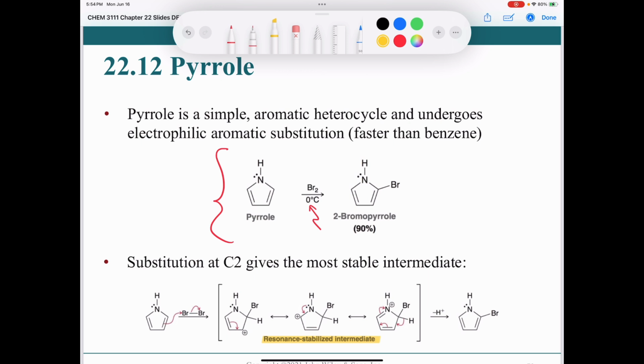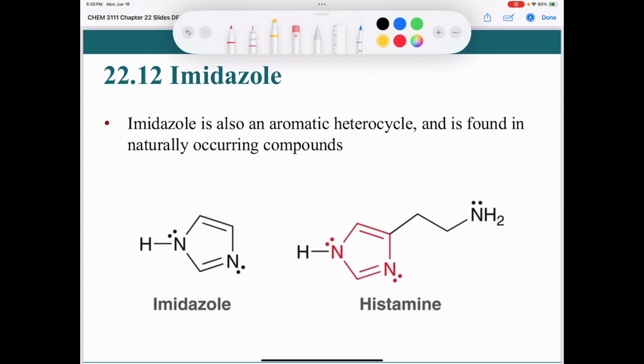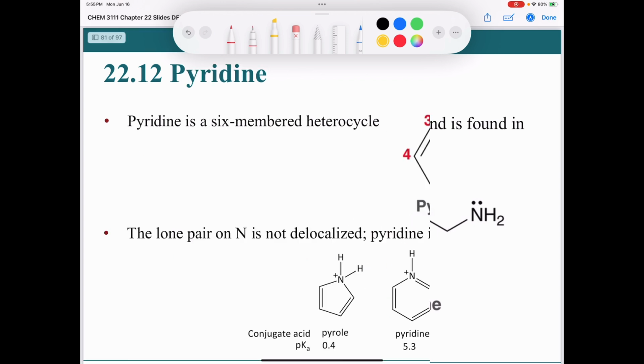When the attack takes place at carbon-2, the intermediate has 3 resonance structures. In contrast, when the attack takes place at carbon-3, the intermediate only has 2 resonance structures. An imidazole ring is like pyrrole but has 1 extra nitrogen atom at the 3 position. Histamine is an example of an important biological compound that contains an imidazole ring.